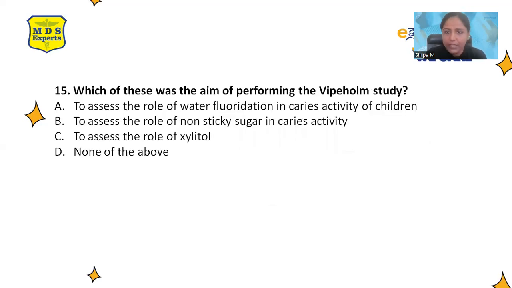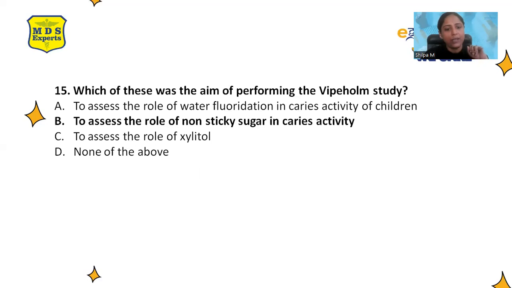Now we come to the next question on the epidemiology and prevention of dental caries chapter. Which of these was the aim of performing the Vipeholm study? If you see the choices, role of water fluoridation assessment: definitely it is not an aim of the Vipeholm study to assess the role of water fluoridation in caries activity of children. This is not the right choice. To assess the role of xylitol, that is also not the right choice. If you look into the aims of the Vipeholm study, you had quite a few aims. One of them is to assess the role of non-sticky sugar. You have other aims, like to check the role of sticky sugar in between meals, and so on. So choice B is the right answer.